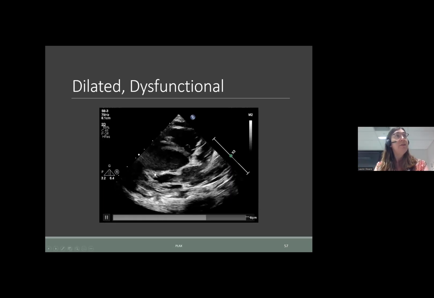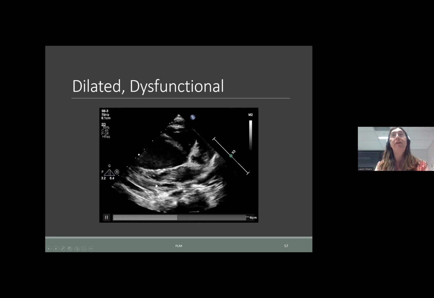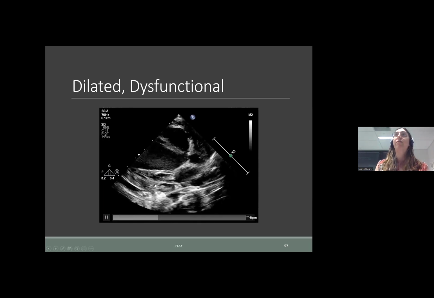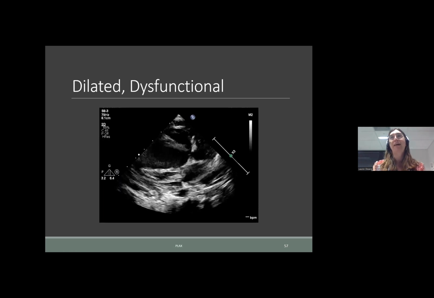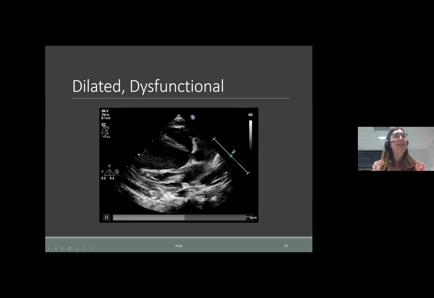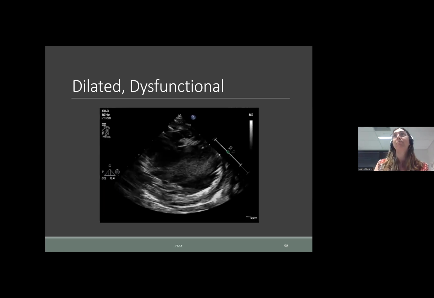More subtle features that you wouldn't necessarily be expected to pick up on with point of care ultrasound: we actually see a very bright papillary muscle, the anchoring point of that mitral valve, and this often means that that muscle is acutely or subacutely ischemic.